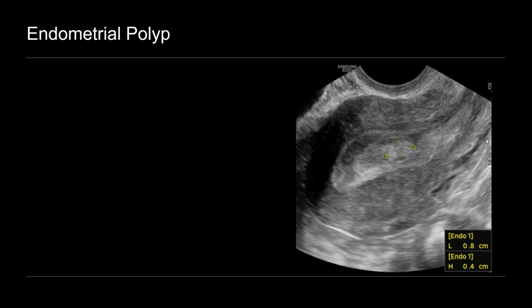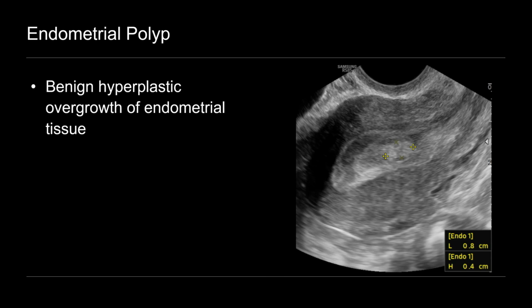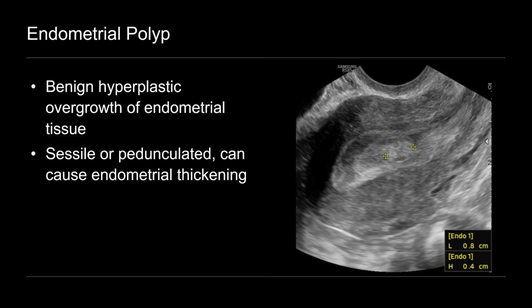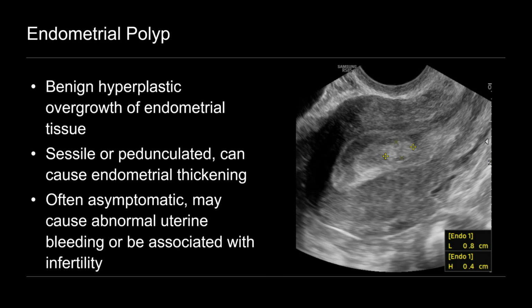And this was surgically removed and found to be an endometrial polyp. So these are typically benign hyperplastic overgrowths of endometrial tissue. They can be sessile or pedunculated, meaning flat or on a stalk, and they can cause endometrial thickening, as in this case. They're often asymptomatic, but they may cause abnormal uterine bleeding, or they can be associated with infertility.